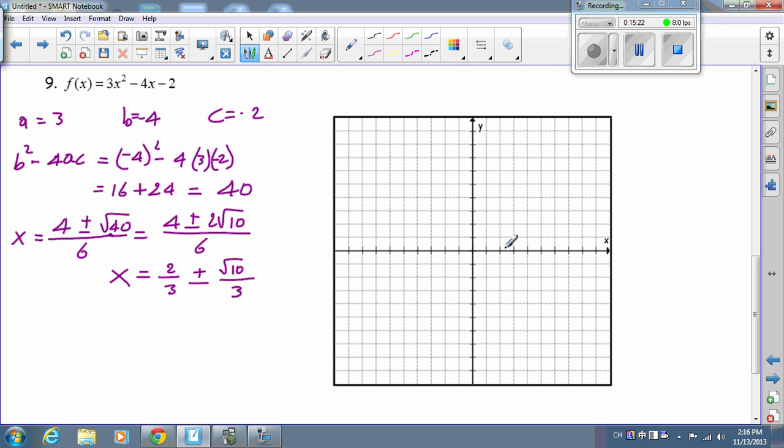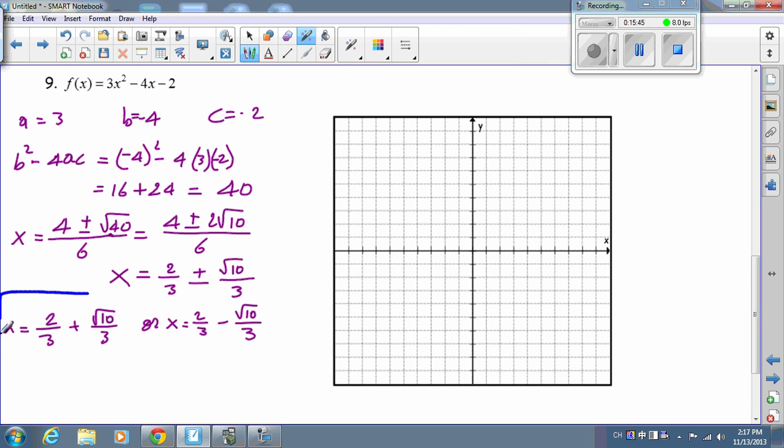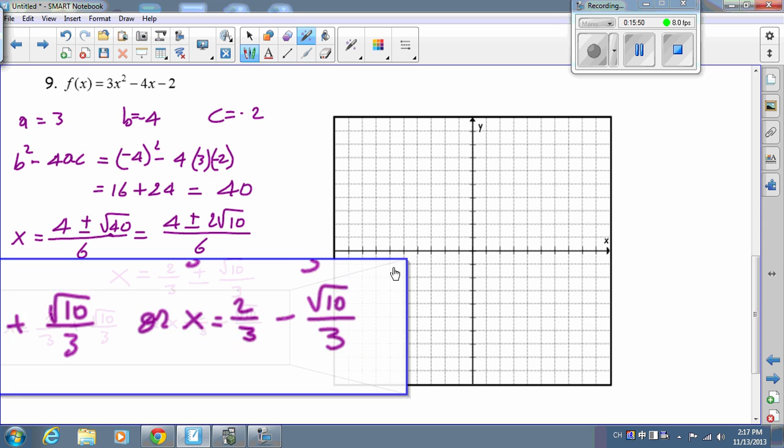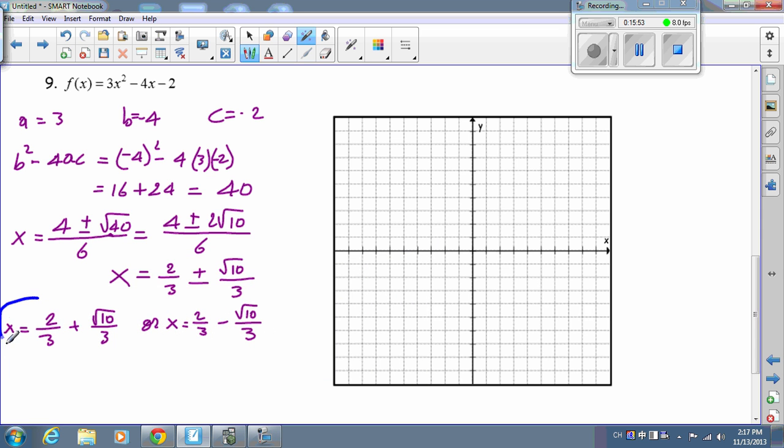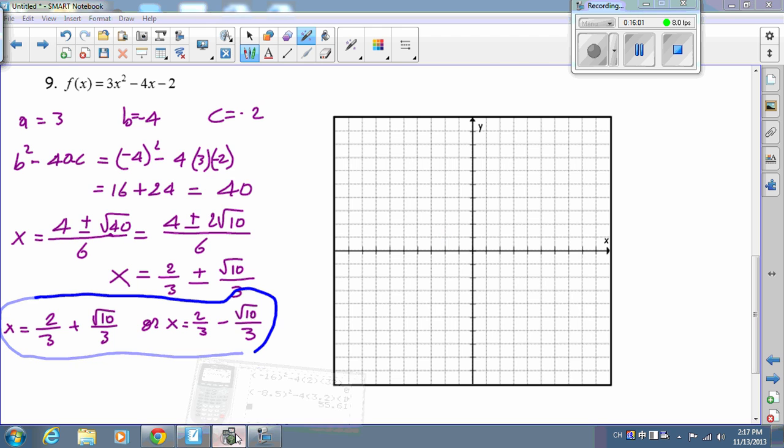But my concern is to get the whole graph as well. Let me actually divide it for you. That's the first value of x, or x can also be equal to 2 over 3 minus square root of 10 over 3. Note that this is just my solution, so let me go ahead and highlight this solution of mine. Well, I tried to highlight it, so let me do this instead. That's the solution.